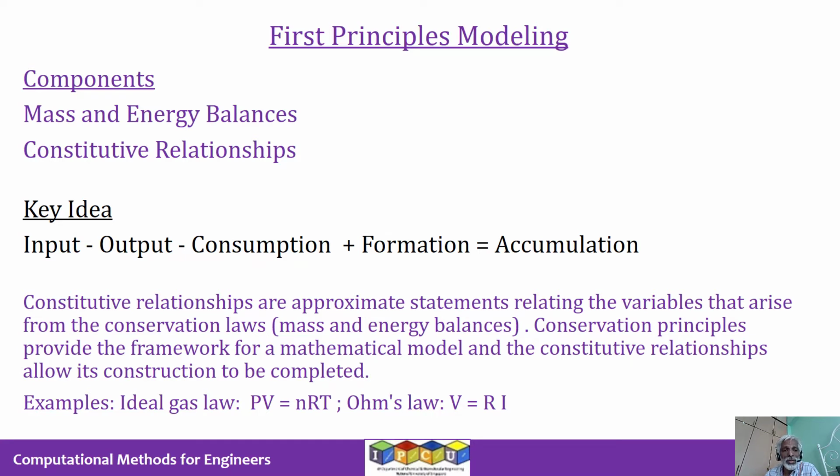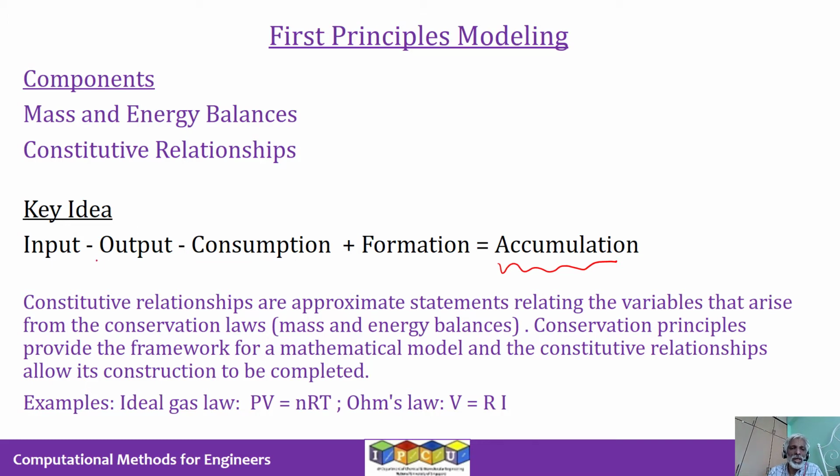Now, the key idea behind writing a mathematical model is that the accumulation within the system is equal to the imbalance between the input and the output. And to be a little more specific, because there could be consumption of things, there could be formation of things as well. So the accumulation is the imbalance between input and formation of a certain species or energy, for example, and then its dissipation by consumption or by leaving the system.